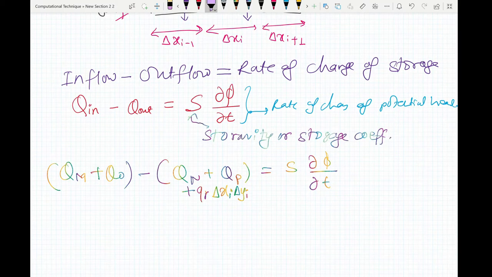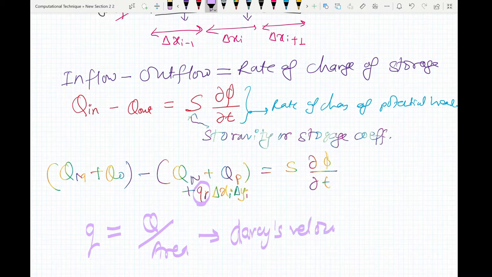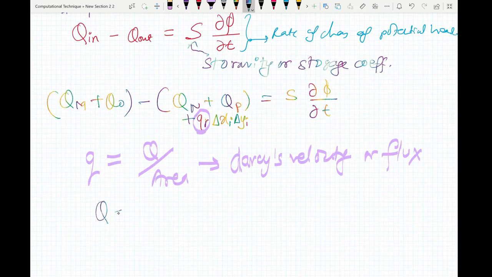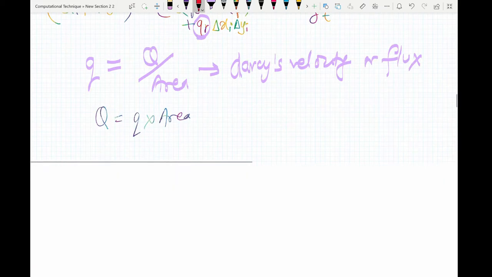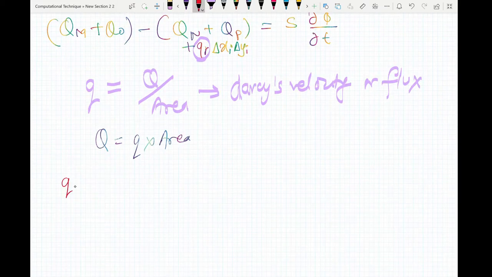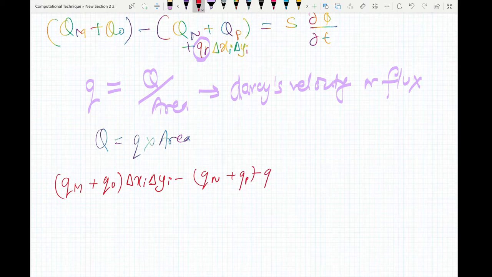Now if you write this in terms of q, which is the flow per area, this is also known as Darcy's velocity or flux, then what will happen is that your Q will be given by q times area. Therefore we can write our Qm in terms of small q, (qm plus qo) times delta xi delta yi minus (qn plus qp plus qr) times delta xi delta yi equals to S d phi by dt.